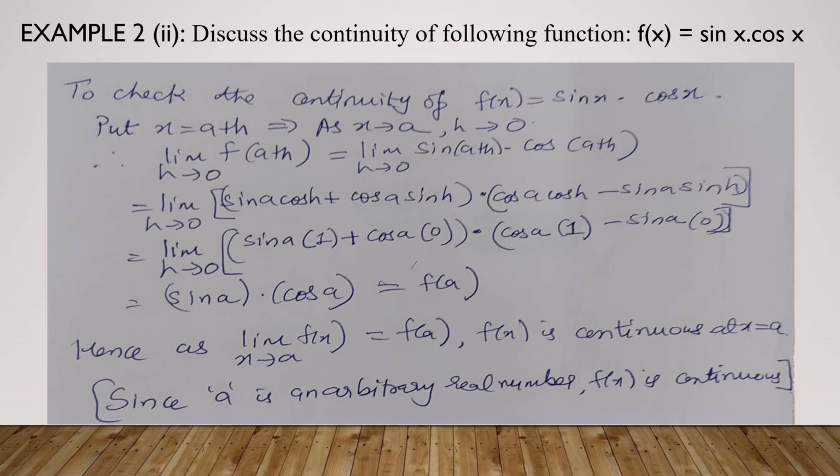So now limit h tends to 0, you know the sin(a + b) formula and the cos(a + b) formula. Just put that formula: cos(a + b) is cos a cos b minus sin a sin b. So just put the values. You know that cos of 0 is 1 and sin of 0 is 0. So just put those values. So this is equal to sin a cos a, which is equal to f(a), the value of the function at the point a. Hence limit x tends to a, f(x) is equal to f(a). Thus f is continuous at x = a.